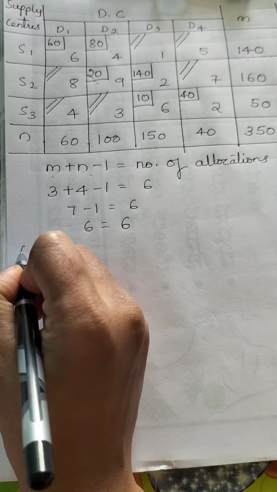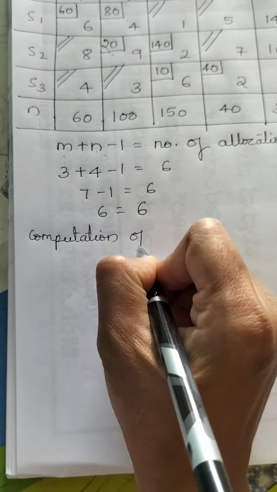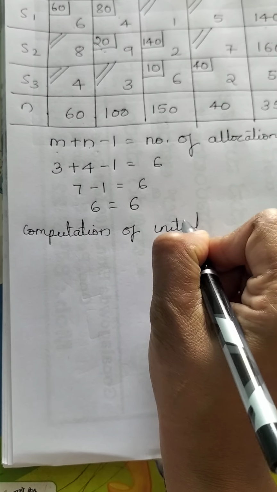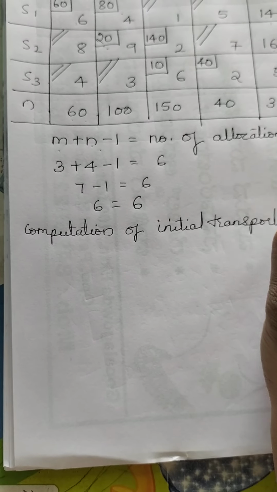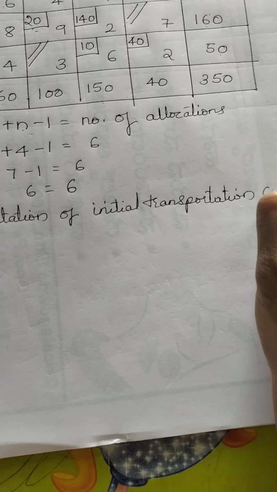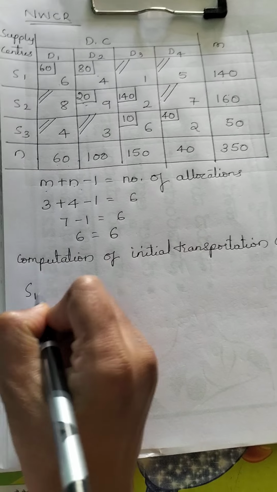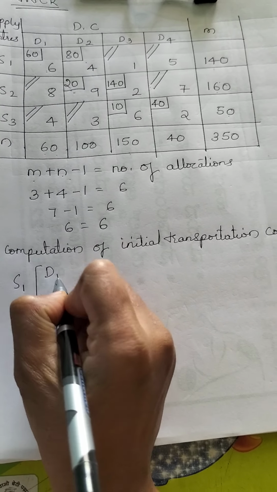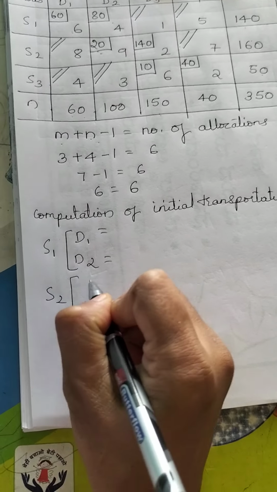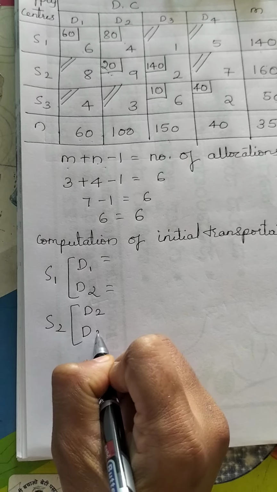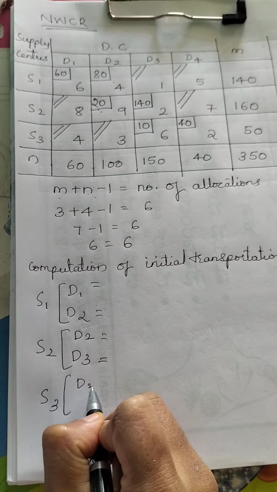Next we are supposed to compute the initial transportation cost. For S1, it is D1 and D2. For S2, it is D2 and D3 allocations. For S3, it is D3 and D4.